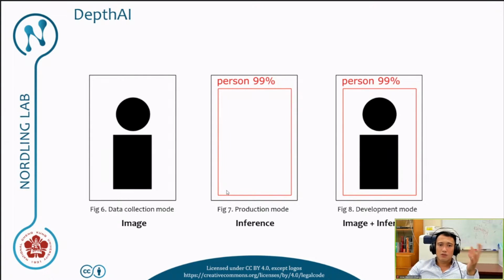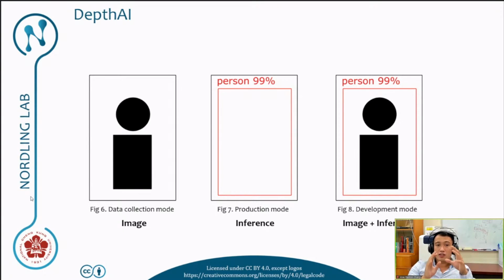Then the next mode will be production mode. In production mode, the camera will collect the data. It will collect the pictures, and it will run them through a neural network. And the only thing that you output is just the inference result of that neural network. And then you do post-processing of that result, right? That's what you will do in production mode.